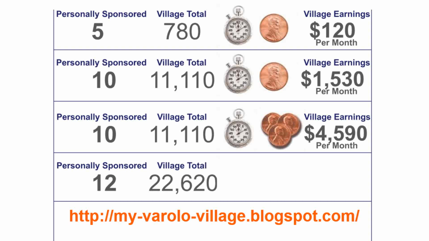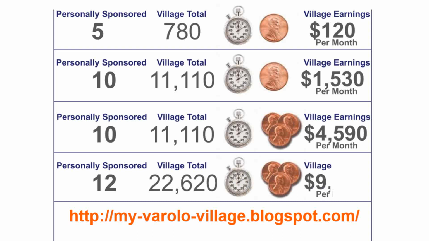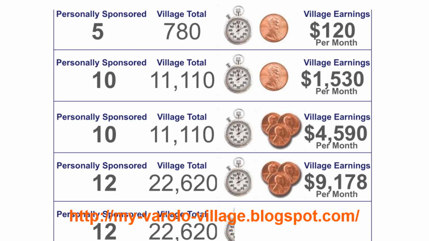Sponsor 12 people with exponential growth and you've got a village of over 22,000 people. If all of them were watching their 10 minutes of ads a day at that same average of 3 cents per ad view, you would now be earning more than $9,000 per month. That same example, but with ad competition at 5 cents, allows you to create village earnings of over $15,000 per month.